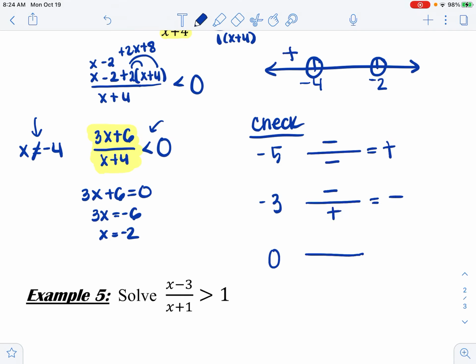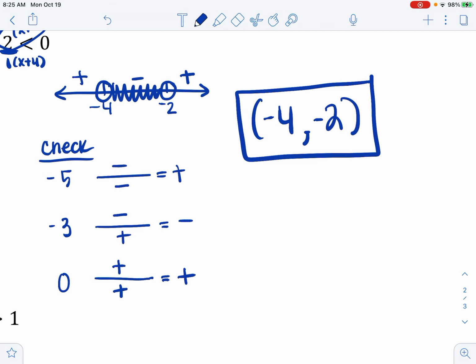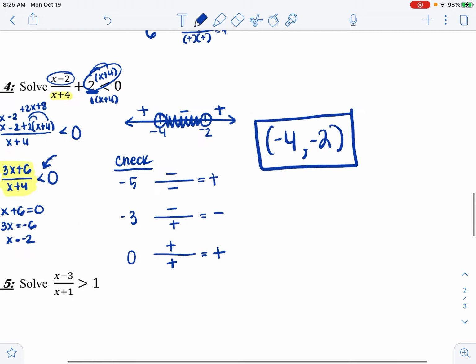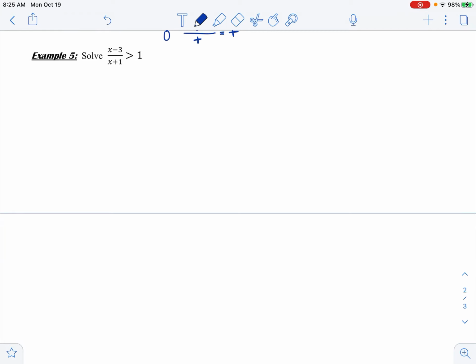All right, now -3. So -3 times 3 is -9, plus 6 is negative. -3 plus 4 is positive, so that's negative. Plug in 0, I get positive over positive. So that's positive. So positive, negative, positive. I'm going to look to see what I want. I want less than. So I want these values are less than 0. So my solution set is all values in between -4 and -2, not including -4, not including -2.